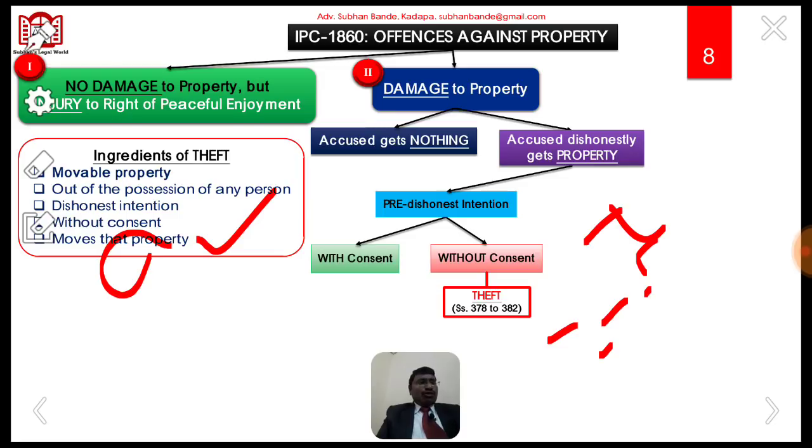Friends, just read all illustrations under theft. They are the most important illustrations, and the most confusing illustrations. Once you understand all these ingredients, once you study all illustrations under theft, then you can easily understand the concept of theft. You can easily distinguish the concept of theft from all other offences which are enumerated under offences against property, or chapter 17 of IPC.